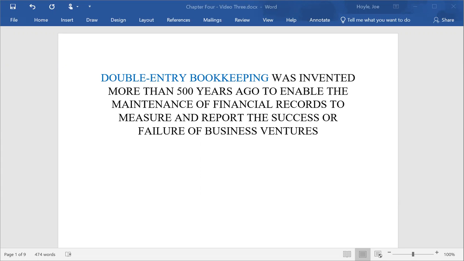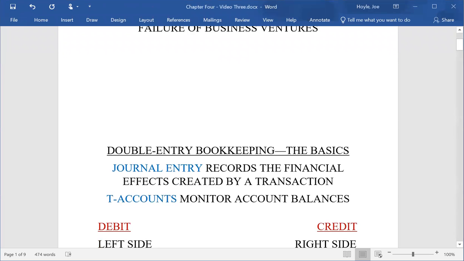If this system has been used for 500 years, then there's absolutely no reason why you can't learn it yourself. It's a fairly mechanical little system, and it uses a lot of the terminology that you hear in financial accounting. So I want to make sure that you see how to do the basics of double entry bookkeeping and then be able to use it to record transactions and events that happen every day in a business organization.